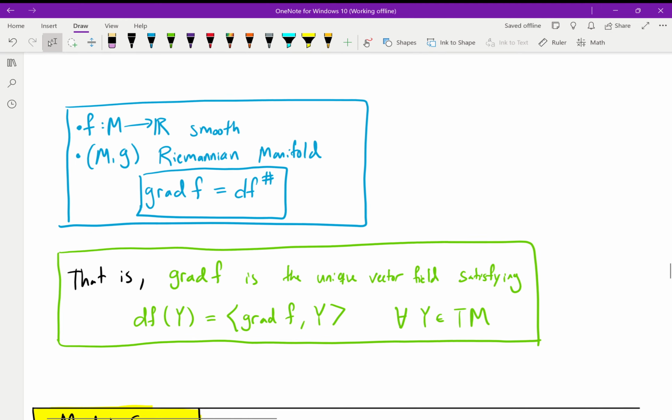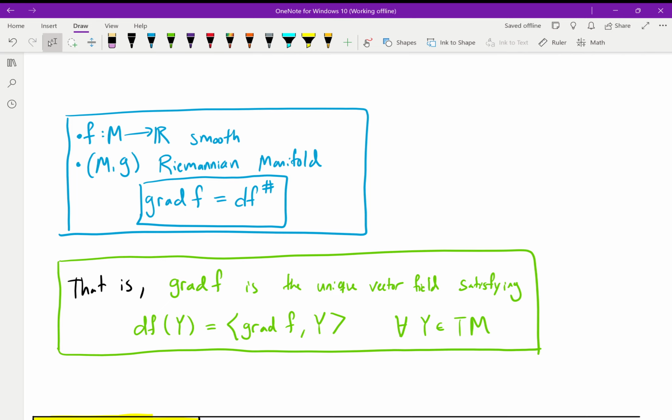In fact, this actually allows us to characterize the gradient too in terms of vector fields. It's the unique one satisfying this property here, that you pick your favorite vector, dot it with the gradient, and it's precisely equal to the differential at that value y.